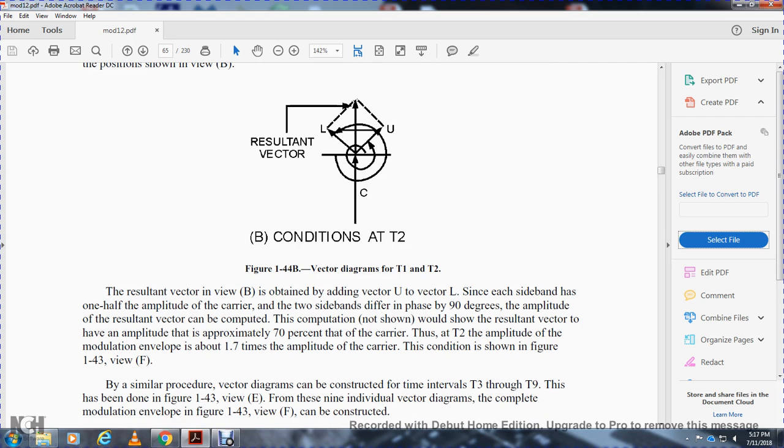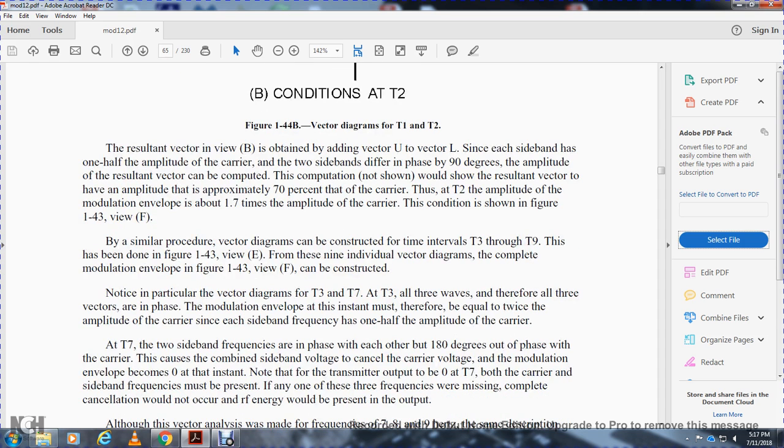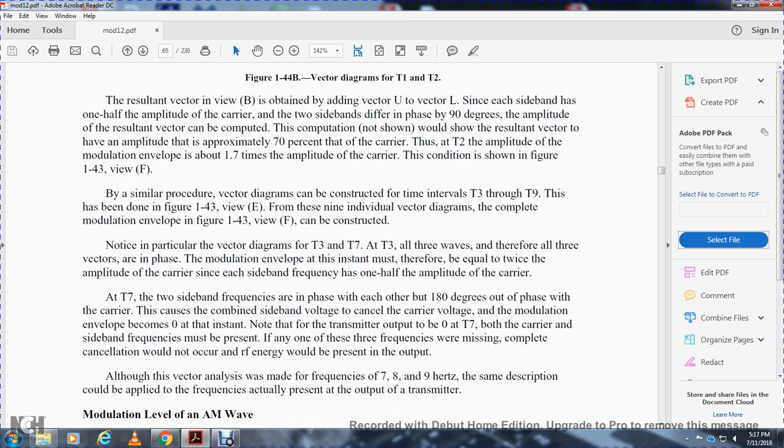Thus, time interval 2 has the amplitude of the modulation envelope at 1.7 times the amplitude of the carrier. This is the condition shown in Figure 143 view F. A similar proof of the vector diagrams can be constructed for time intervals T3 through T9. This is done in Figure 143 view E, and these 9 individual vector diagrams complete the modulation envelope of Figure 143 view F that can be constructed.